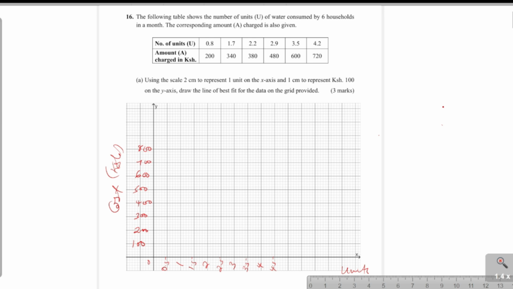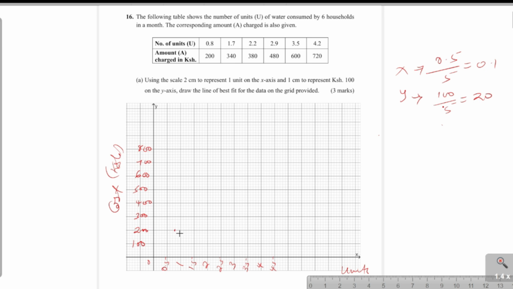Like in the x-axis, one small square will be, so this is 0.5 divided by 5 squares, so it will be 0.1. That is in the x-axis. Then in the y-axis, we have 100 divided by 5. One small square will represent 20. So with that in mind, now we can go to plotting. The first one is 0.8 units, 200. So 0.8 units, 200 will be there.